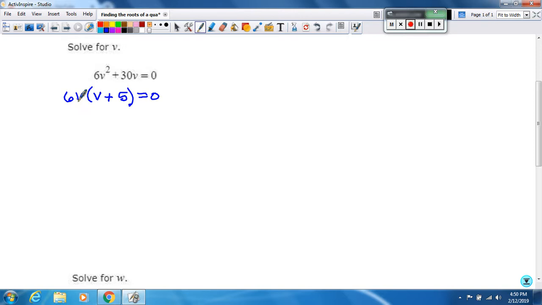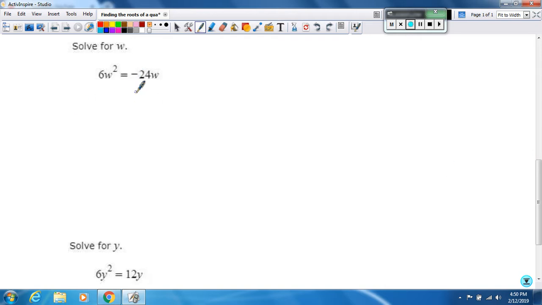So now, if you have a variable that you took out, like 6v, one of your answers is automatically 0. And then anything in the parentheses, you do the opposite of the constant. So the opposite of positive 5 is negative 5. Those are your two answers.